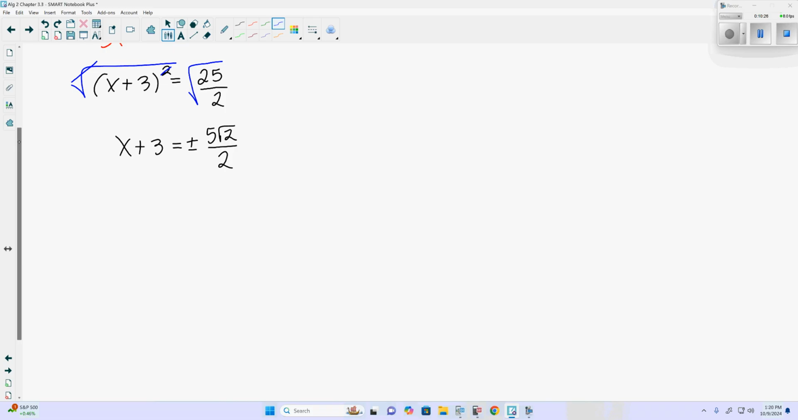Okay. Last step, solve for x, solve for the variable. Is the variable by itself? No, now we have that plus 3. So to solve for x, we would have to minus 3 from both sides. Whenever we add or subtract a number at this point, especially with that plus or minus, that positive, negative, we want to put that number in front of it. Put the number in front of that plus or minus. So we get negative 3 plus or minus 5 square roots of 2 over 2. Questions on this so far?